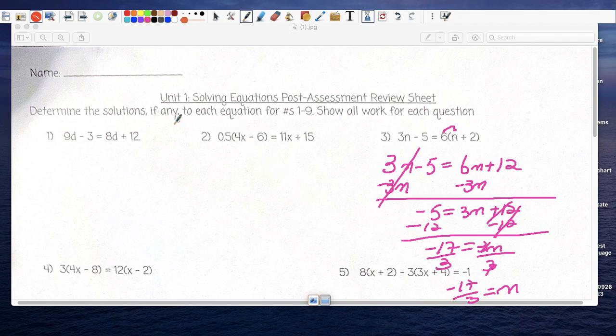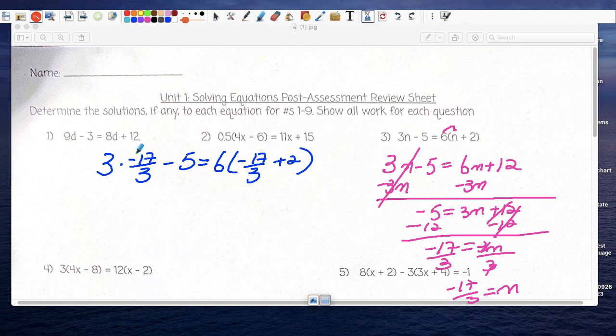So this one I will actually check. I check because it's a fraction, and we're always afraid that, hey, it's a fraction, I don't know if my answer is correct. So it's 3 times negative 17 over 3, right? I'm replacing the n with that. Minus 5 equals 6 times negative 17 over 3 plus 2. Let me highlight what I replaced. This is where I replaced, and this is where I replaced.